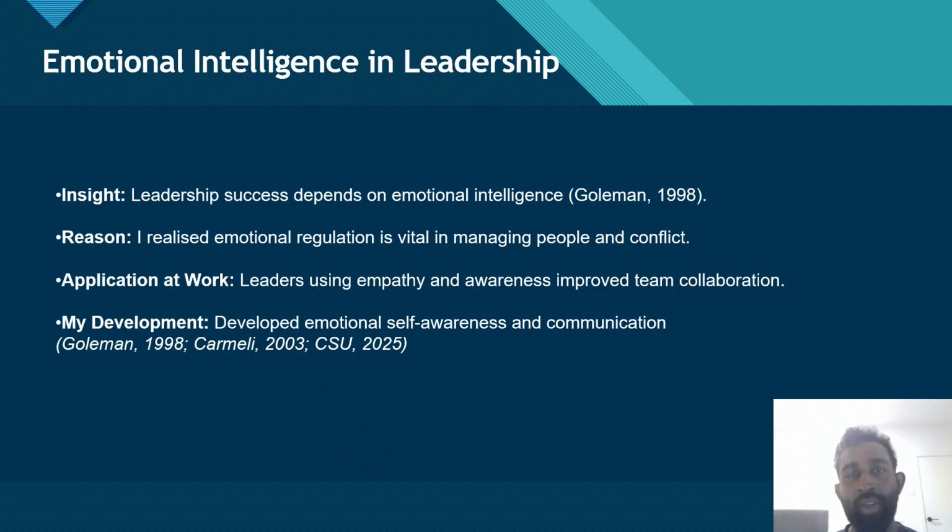The first major topic is emotional intelligence and leadership. Before this, I believed leadership was primarily about technical skills. But I learned that empathy and self-regulation are even more critical. At Wall Street, emotionally intelligent leaders fostered collaboration and reduced conflict. Personally, I have applied this by practicing active listening and empathy when resolving technical disagreements.